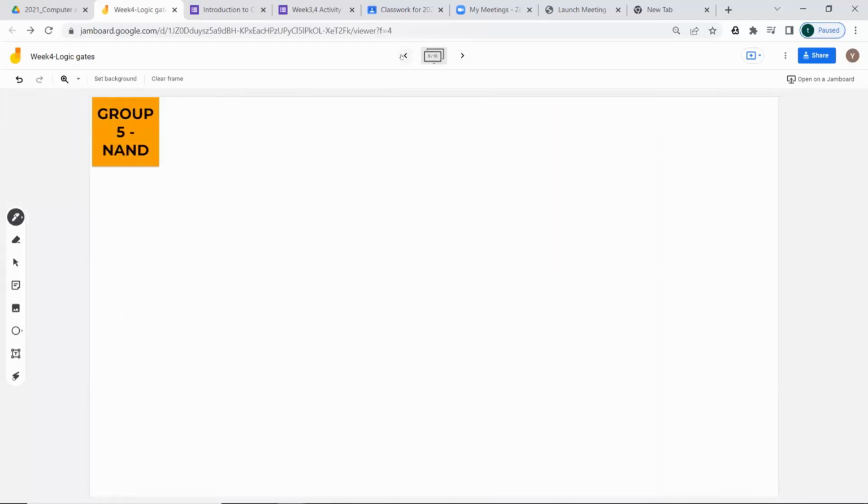Please don't go to others' Jamboards. For example, if you are a member of group 1, don't try to modify anything mentioned in group 3's Jamboard.